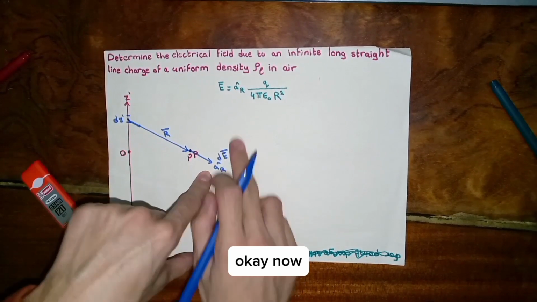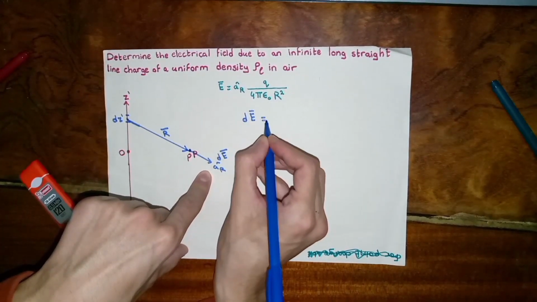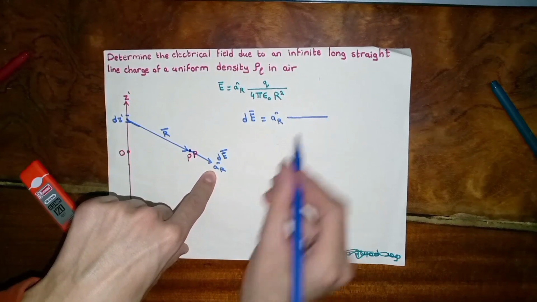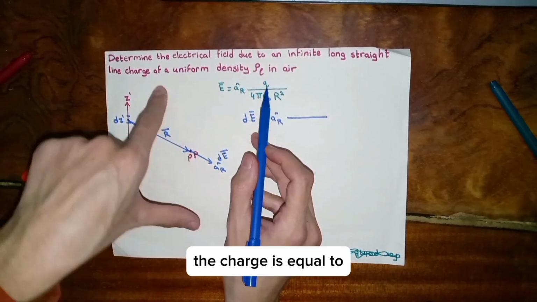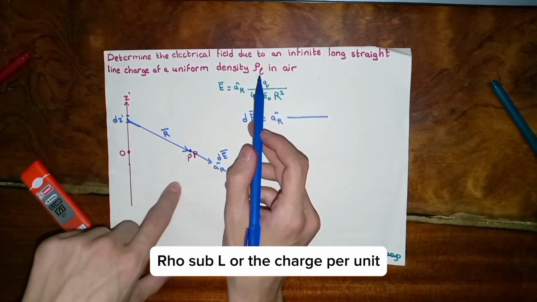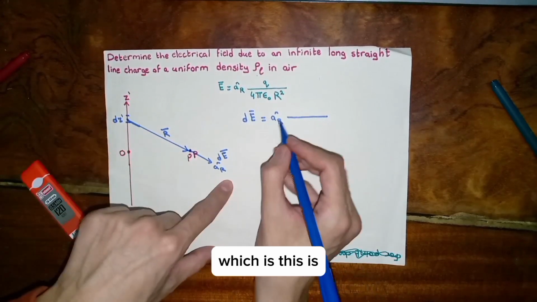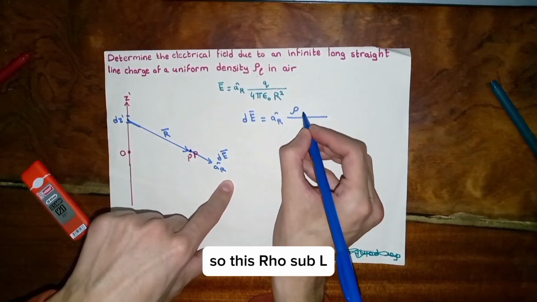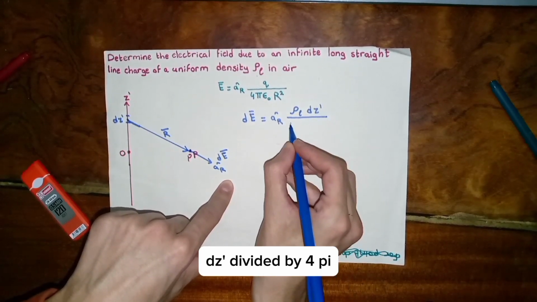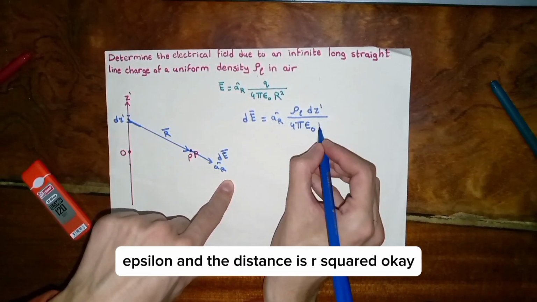Now let's write dE, which is toward a sub R. The charge is equal to the charge density rho sub L, or the charge per unit path, times the length of this path, which is dz prime. So this is rho L dz prime divided by 4 pi epsilon, and the distance is R squared.